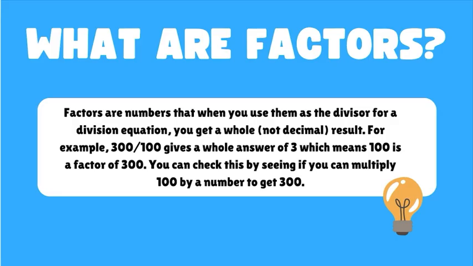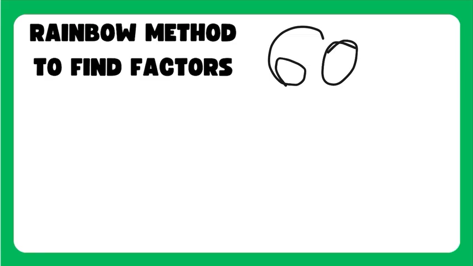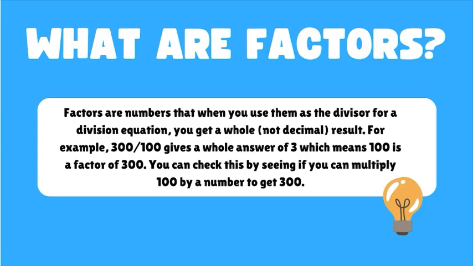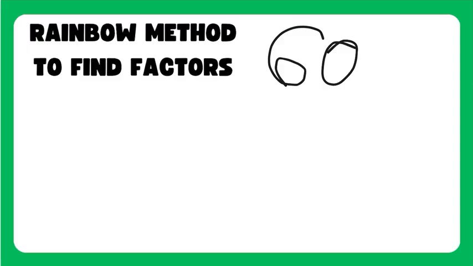So now we will be using something called the rainbow method to find factors. I have a number here, 60, and it has a lot of factors, and we're going to find every single one of them, not decimal factors. Those are not factors. Factors are only whole numbers. So the rainbow method works by using pairs. In this case, how we had 100 multiplied by 3, we will be finding two numbers that multiply to 60, and that will give us two factors, and we will keep doing this until we find all of them.